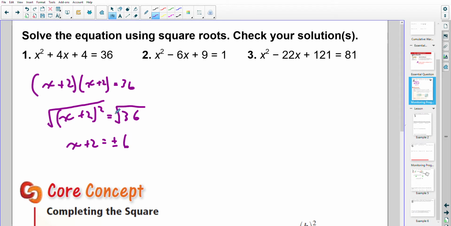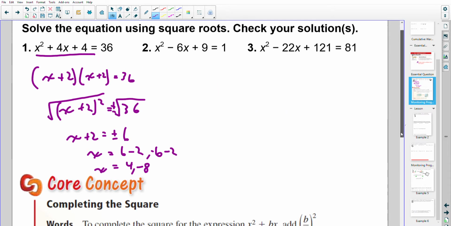And remember, when you take the square root, you have to put the plus or minus. You're going to have two answers. X equals a positive 6 minus 2, and x equals a negative 6 minus 2. So your answers would be 4 and negative 8. The only reason why you can do this is because that's a perfect square trinomial.